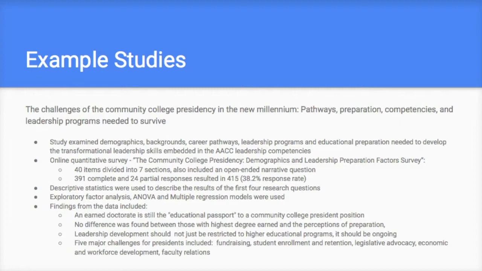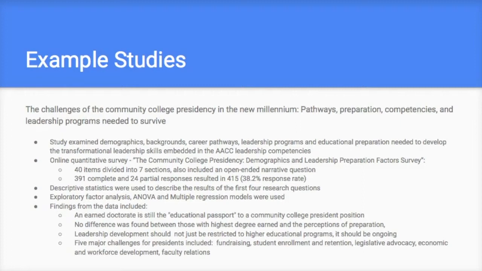So here's an example study that I wanted to share with you. As part of a doctoral dissertation, a PhD student at Iowa State University utilized data collected from the Community College Presidency Demographics and Leadership Preparation Factors Survey. Through this survey, quantitative data was collected from over 400 community college presidents across the United States. The survey consisted of 40 items that were divided into 7 different sections.